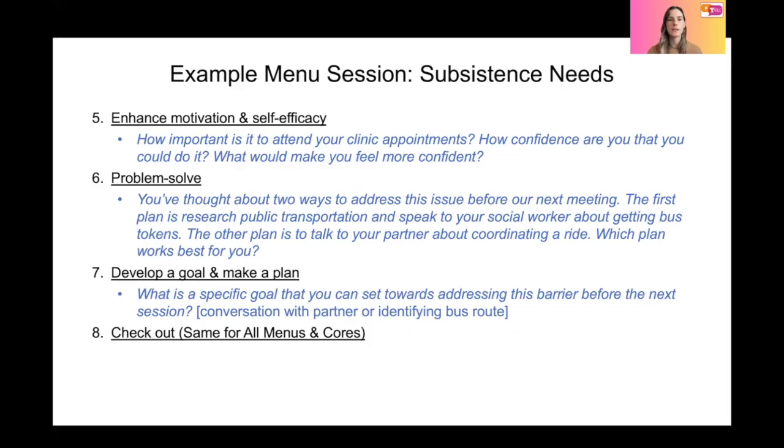And they might be able to think about it and share and develop, okay, well, when I meet with my partner or friend, sometimes it's hard to plan a ride because they're not always reliable. So maybe I'll start with the bus token. I'll ask my friend if they can give me a ride, but I'll also talk to my social worker about getting the bus token. So they may talk through it and then say, okay, maybe I'll start with getting bus tokens so I have a backup. And that's where you help them to develop a goal and make a specific plan.